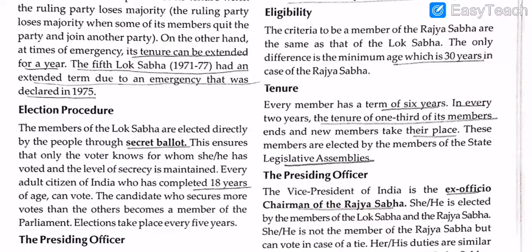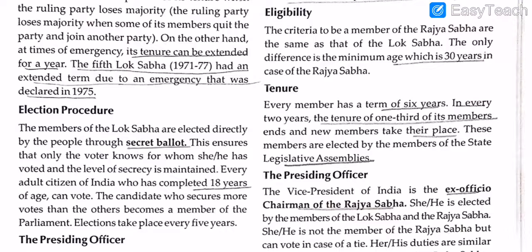This means that every member may have a term of 6 years, but every 2 years, the tenure of 1/3 of its members ends, and new members take their place. These members are elected by the members of the state legislative assemblies.